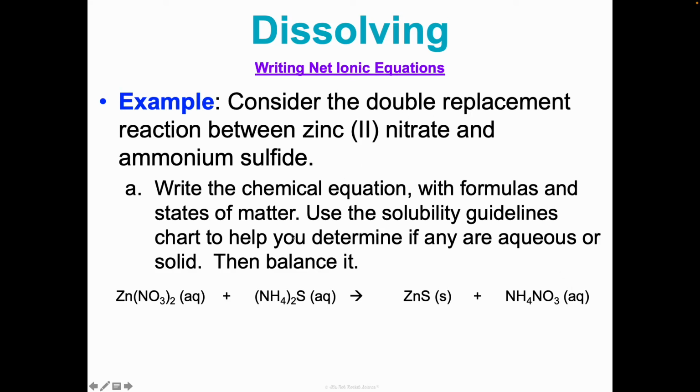Last thing we have to do for this first part is balance it. So I've got 1 zinc over here, 1 zinc over here. That's good. I've got 2 nitrates, but only 1 nitrate over here. So I'll need a 2 there. Now I've got 2 ammonium ions. Well, look, now I have 2 ammonium, 1 sulfur, 1 sulfur. This is balanced. So that's your first step.